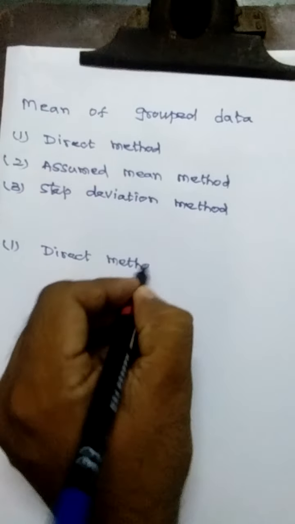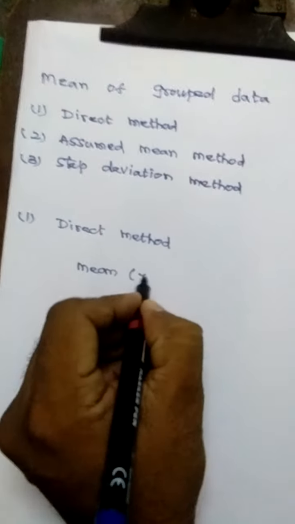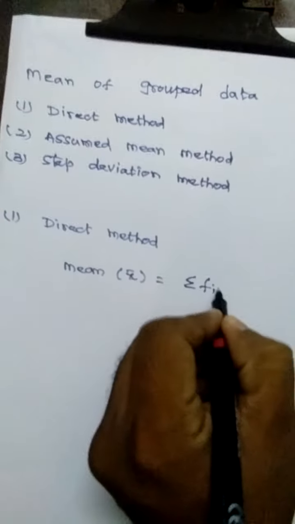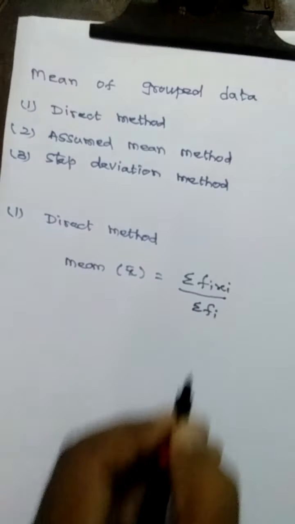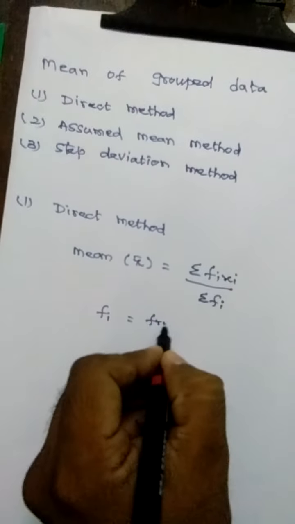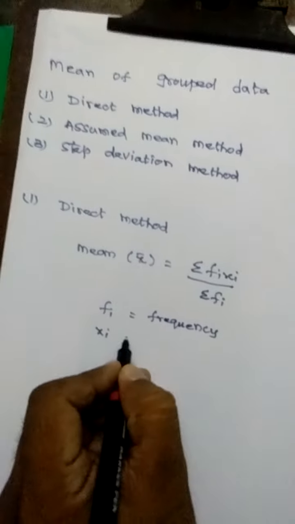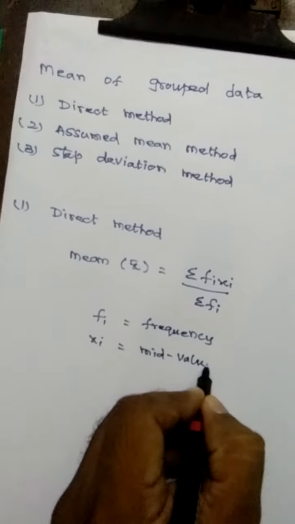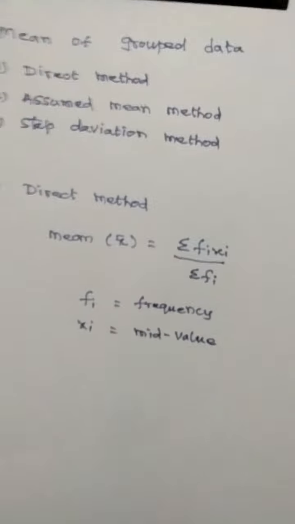Direct method. In direct method, mean x bar is given by the formula sigma fi xi by sigma fi, where fi means frequency, xi means mid value. Mid value is also called class mark of the particular class.